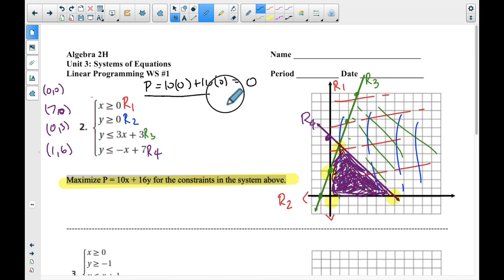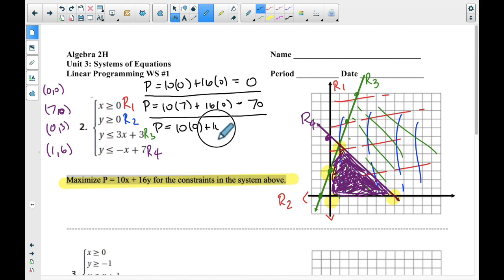All right, I'm going to go to my next one. My next one is 7, 0. So I'll take 10 times 7 plus 16 times 0. Well, 10 times 7 is 70, and that's 0, so that's 70. Definitely getting higher, but I want to find my maximum, so I have to plug all of them in and see. The third one, P is 10 times 0 plus 16 times 3. Well, that's 0, and this is 48, so better than 0, but not quite as high as 70. I need to do my last one and see if it comes up any higher than the other one did.